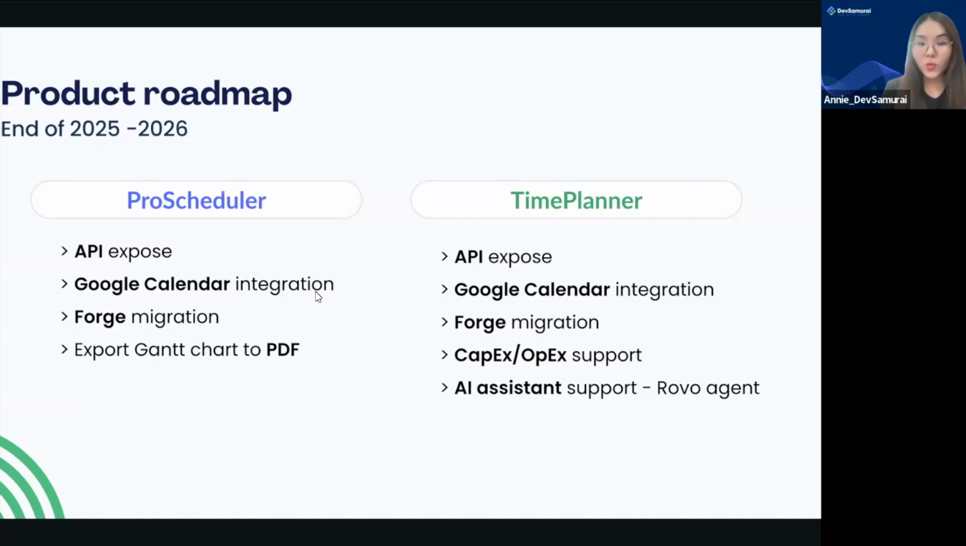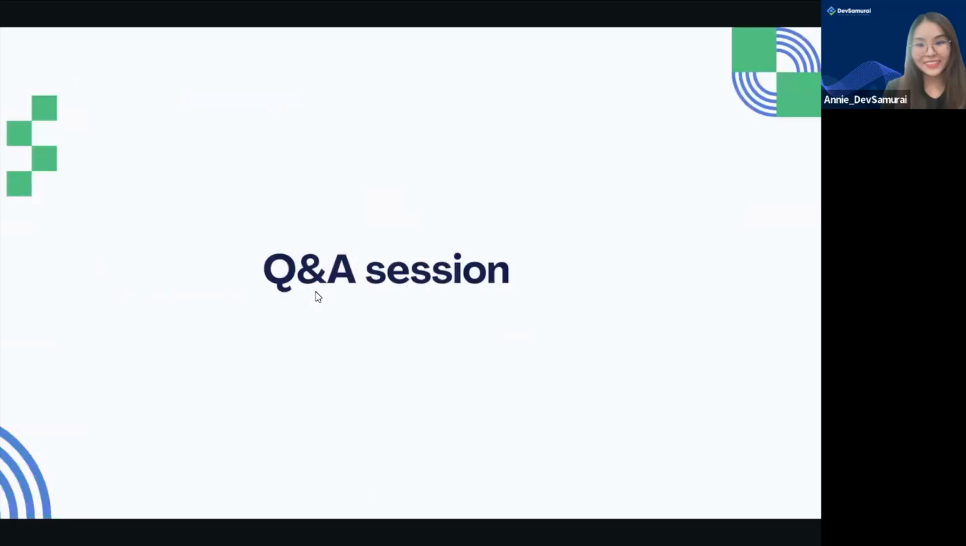So next, let's move on to our roadmap for ProScheduler and Time Planner. You can see the rest of 2025 and the coming 2026 will be very exciting, as we are using AI-powered agents to assist you when it comes to managing projects and resources. So I think this is the wrap-up for our introduction about how ProScheduler and Time Planner can address the problems in your team workflow. I'm going to hand over to Peter for the Q&A session, and thank you so much for listening.